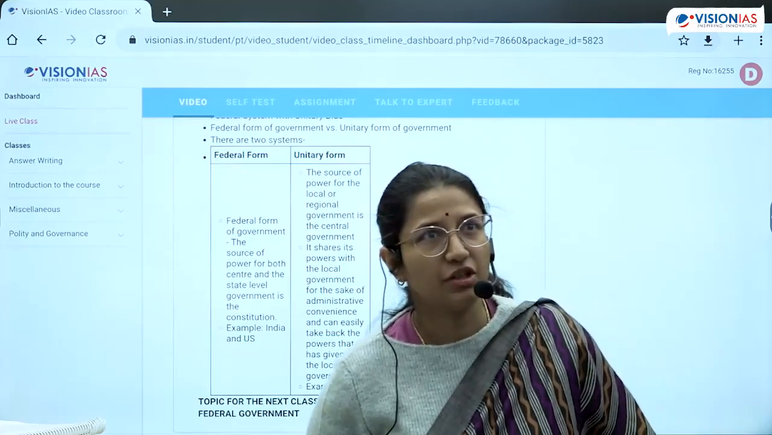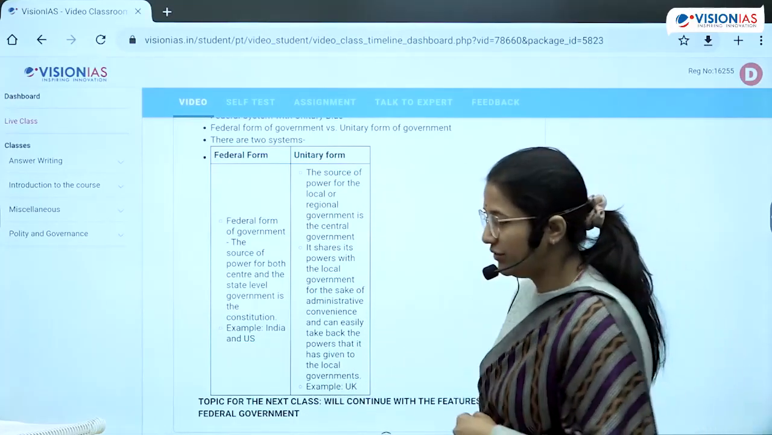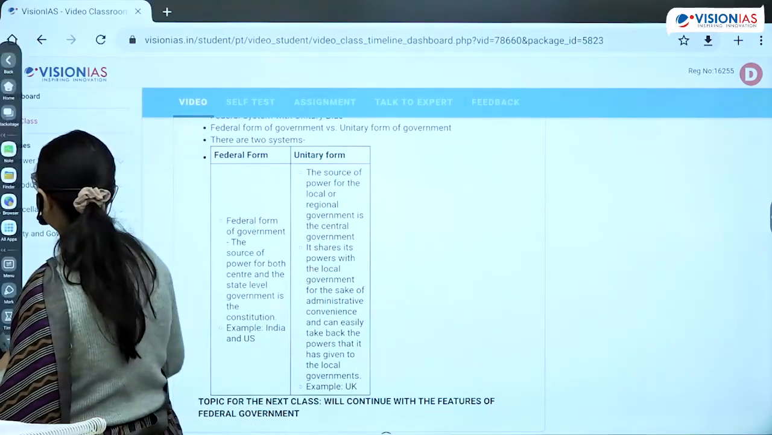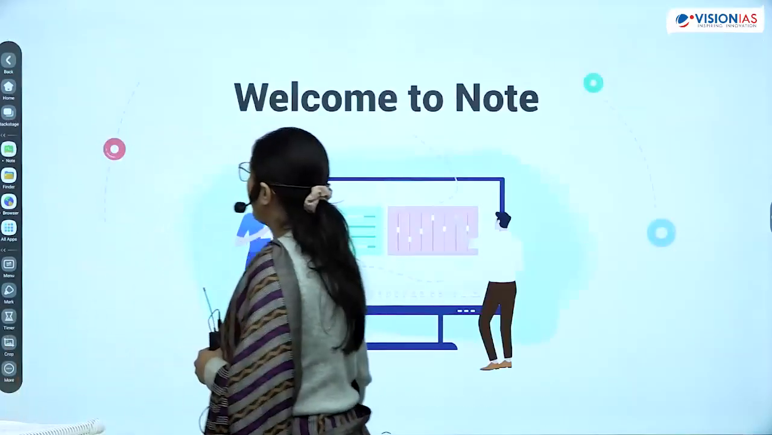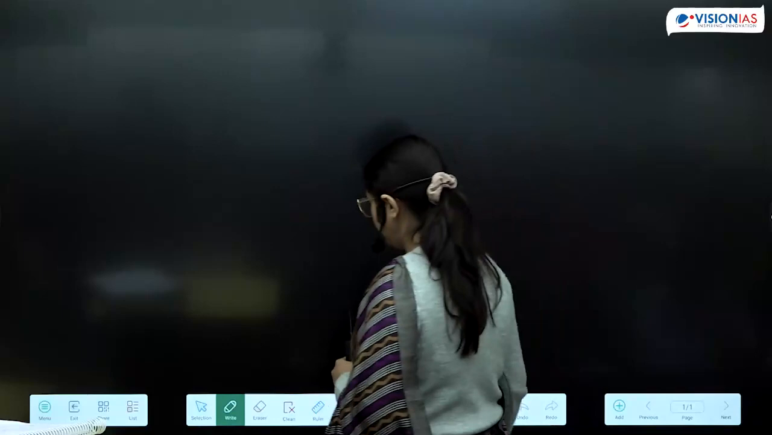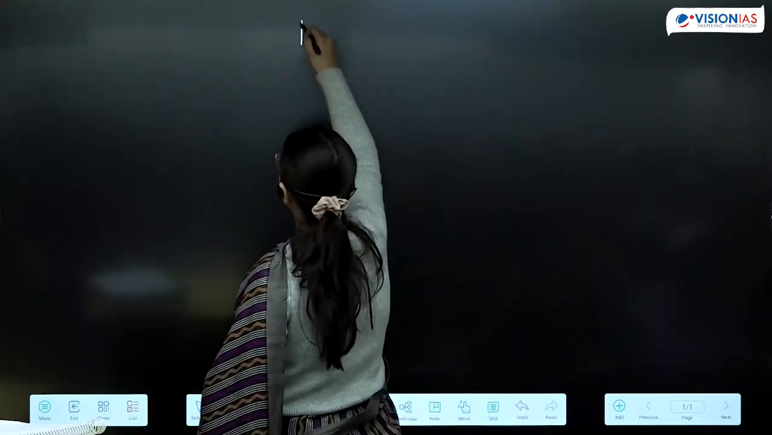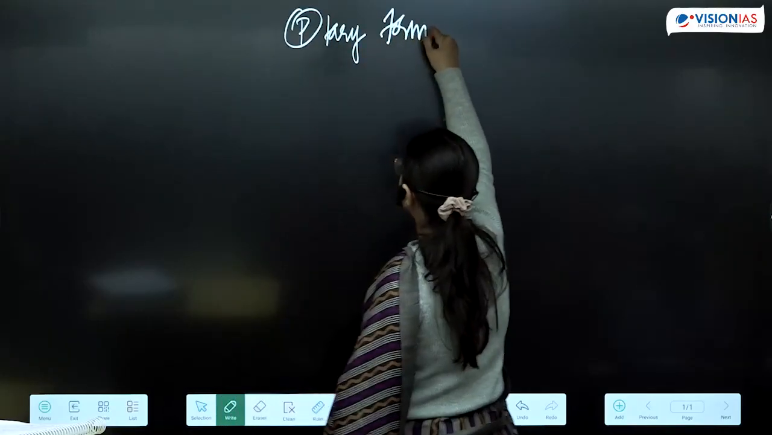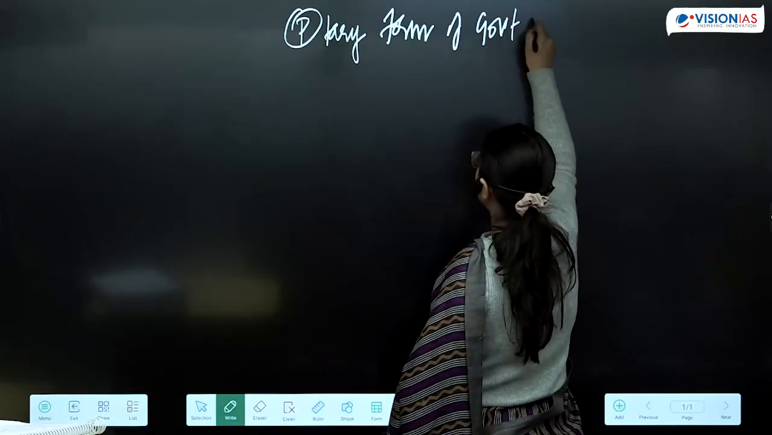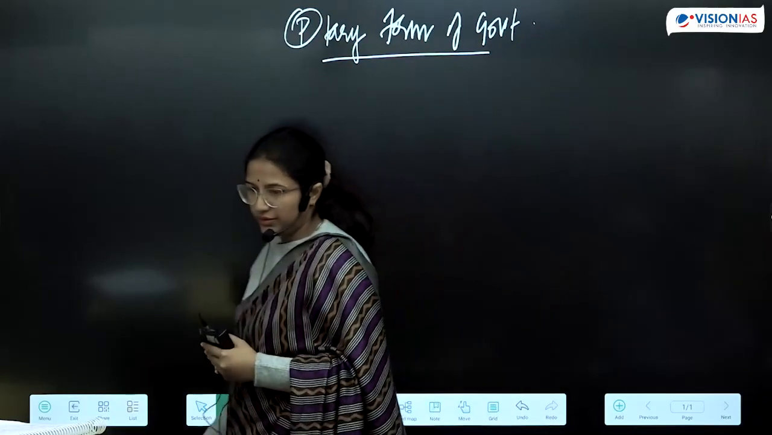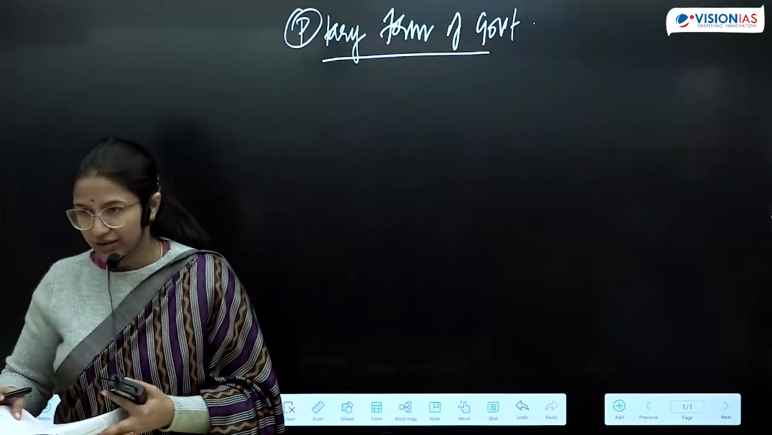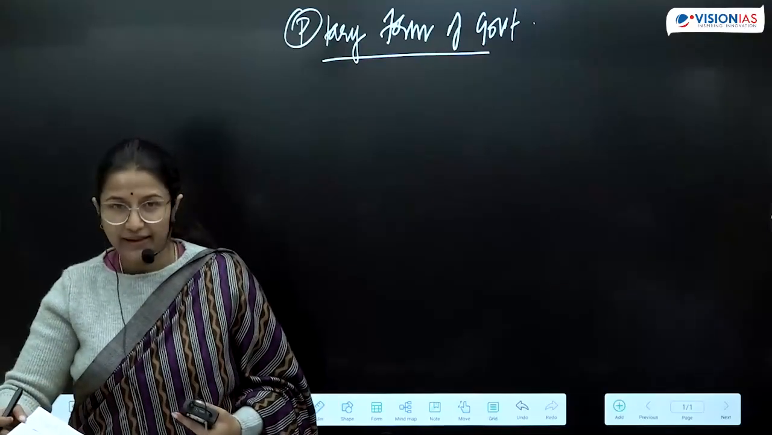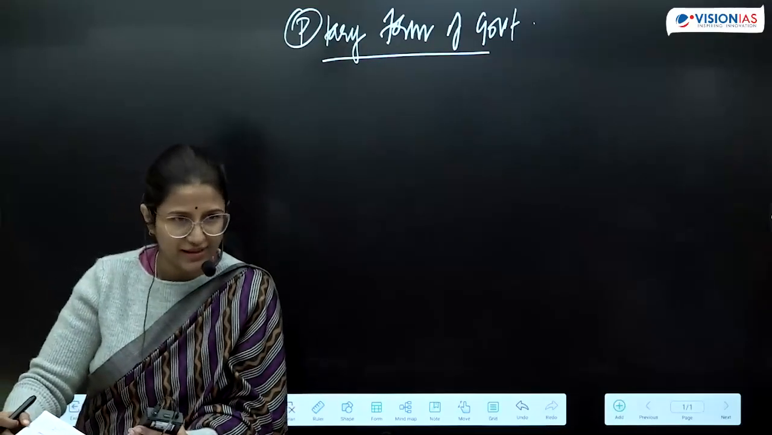How is separation of power diluted in parliamentary form of government? Yes, how is separation of power diluted? Why is it diluted? Yes, as simple as that: the executive is drawn from the legislature.